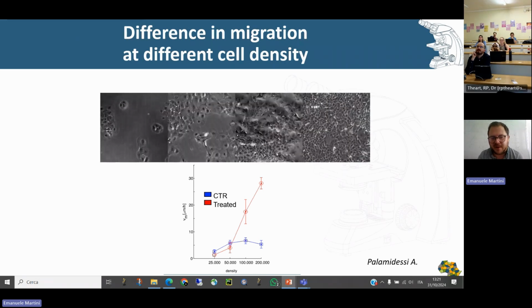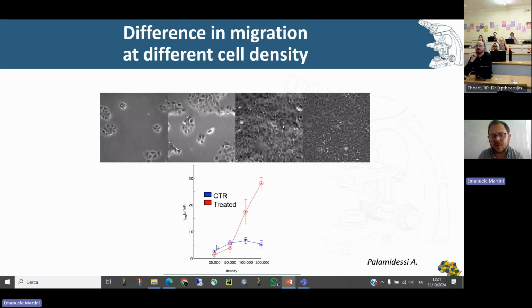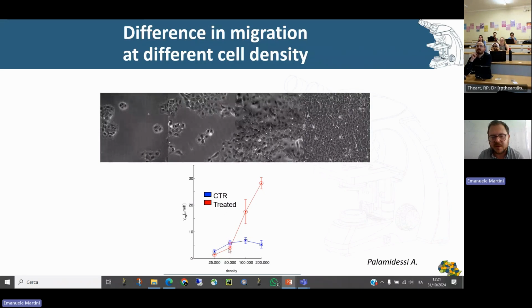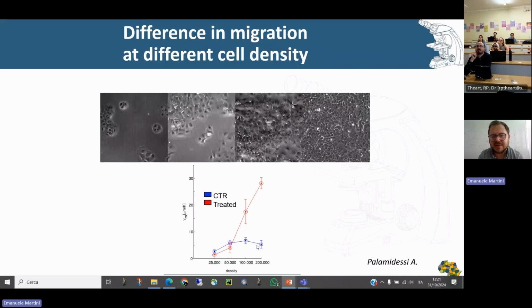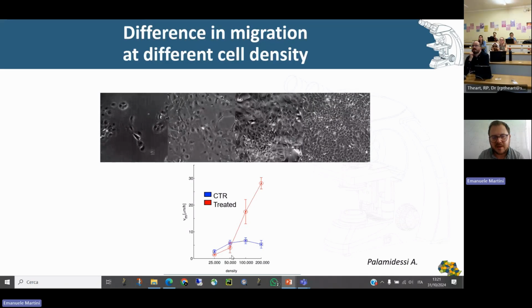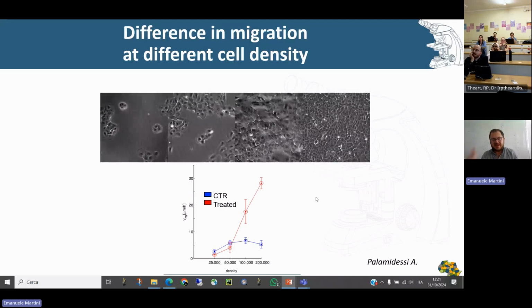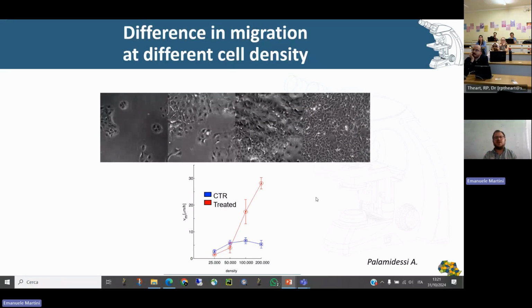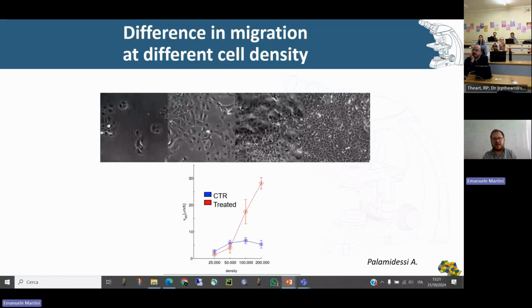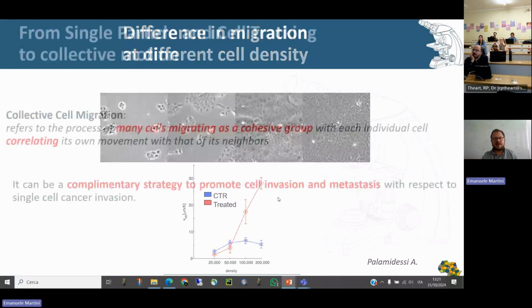Here is a very nice plot of the situation. You have a control and a treated condition. In our experiment, the control doesn't change its velocity too much based on the density, but in the treatment, if you increase the density, the cells really move much faster. In the next slides, we will try to see how we can calculate and extract this kind of parameters.